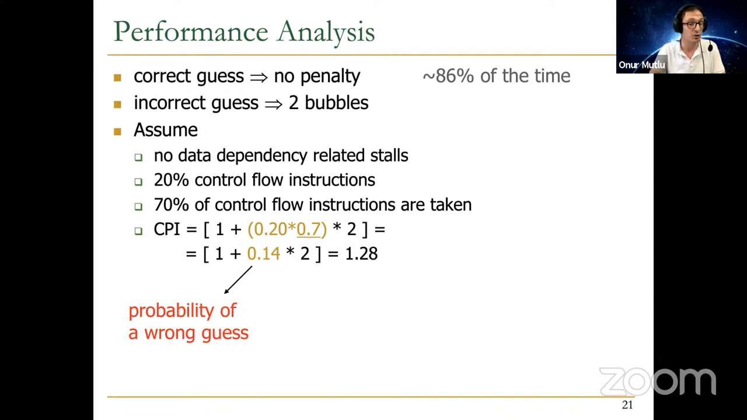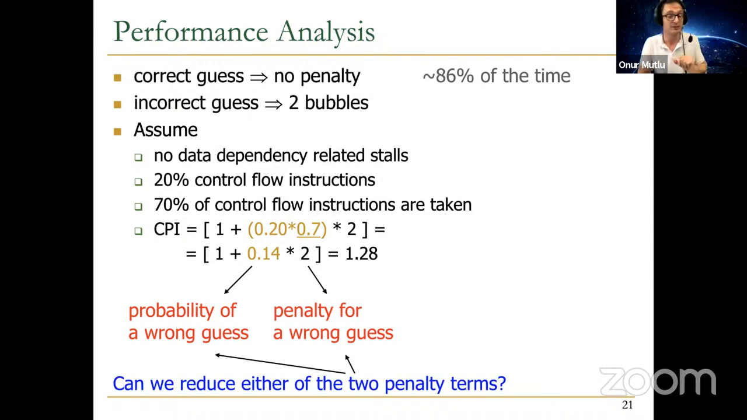One is the probability of a wrong guess. That's the branch prediction accuracy or branch misprediction rate, let's say. And the other is the penalty of a wrong guess, if you will. So you can actually optimize for both. Let's take a look at the penalty for a wrong guess. We can reduce either of the two penalty terms. And we only discussed the penalty for a wrong guess, basically. Reduce the branch misprediction penalty.